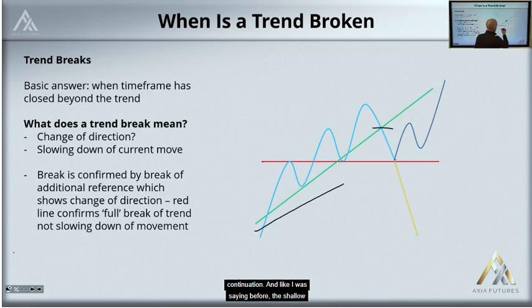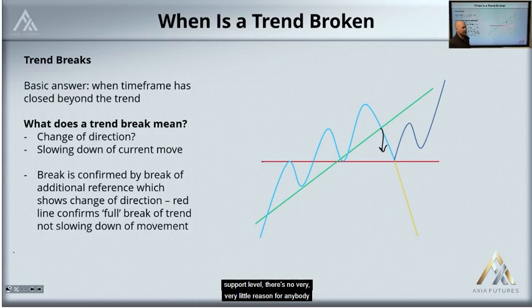And like I was saying before, the shallower continuation move up. This is then the point where you're expecting the real acceleration. You'll get the short-term acceleration on the trend break there. And then beyond that support level, there's now very, very little reason for anybody to still want to buy this. And that's the point where you get the additional acceleration. This is what I would call a full break of a trend, that it not only changes short-term direction, but also changes long-term perspective as well.